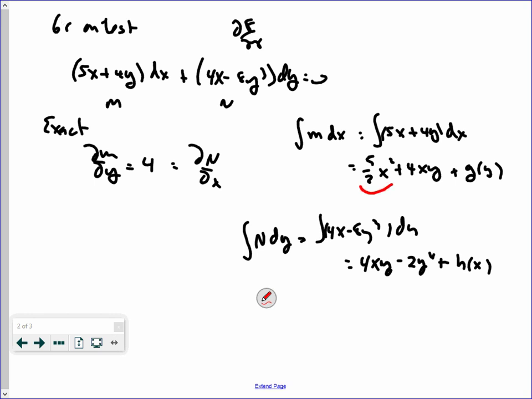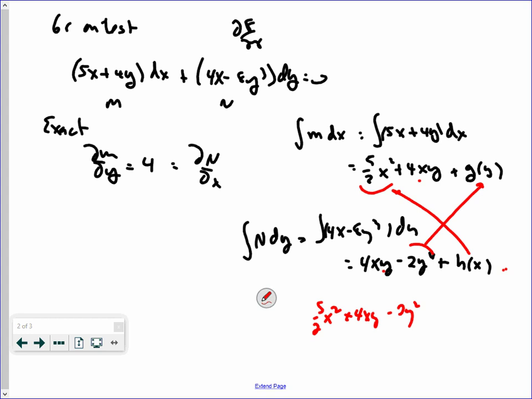This guy is your unknown function of x, and this guy here is your unknown function of y. So you have your 5/2 x squared. That didn't show up when we found N. We've got 4xy, which is common to both of them. And then we have a minus 2y to the fourth. That's the y term that didn't show up on the first one.